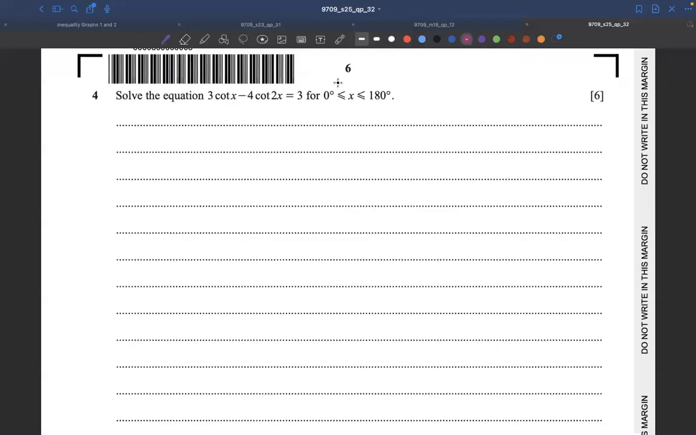In question number 4, we have to solve the equation 3 cot x minus 4 cot 2x equals 3. We know that cot is 1 upon tan, so we can write it as 3 upon tan x minus 4 upon tan of 2x equals 3. Now for tan of 2x, we can use the identity that's given in the formula sheet. So for tan 2x, it is 2 tan x upon 1 minus tan squared x.